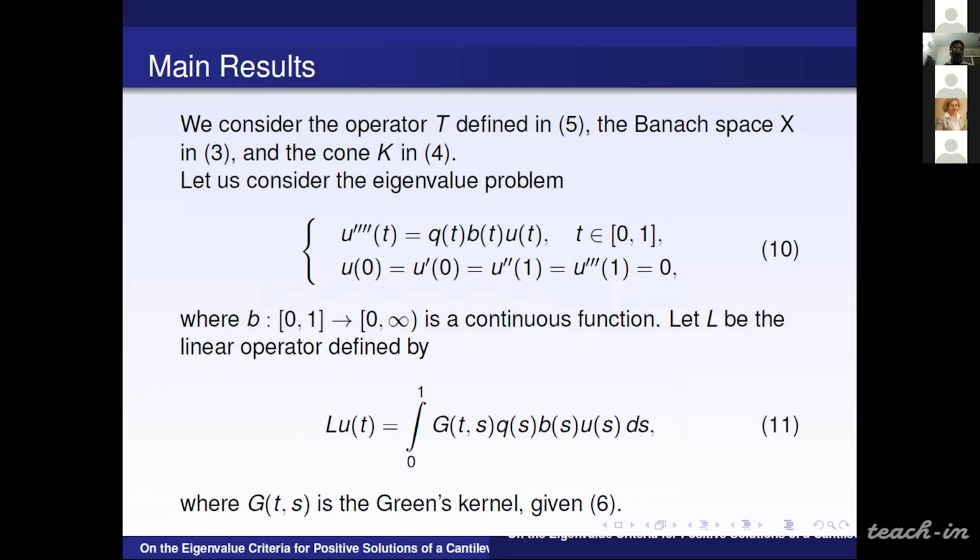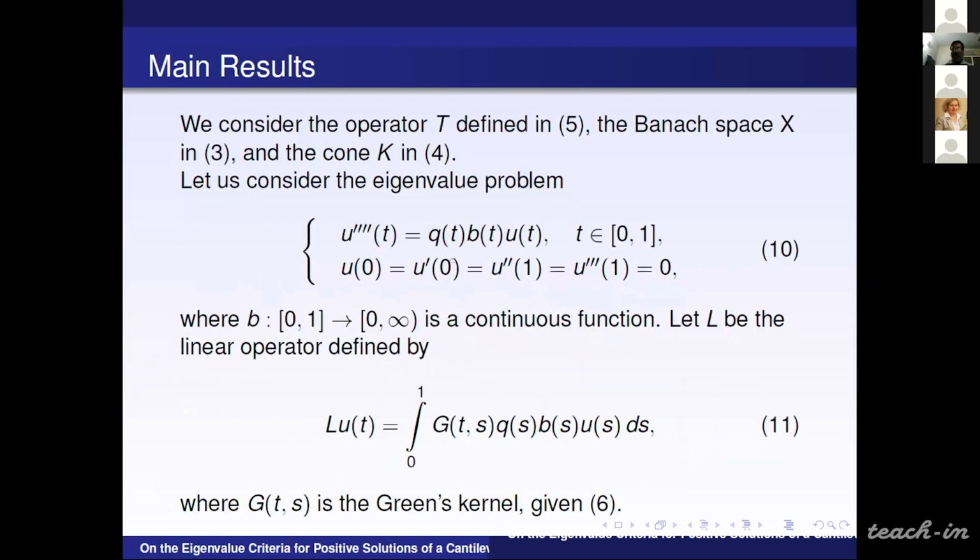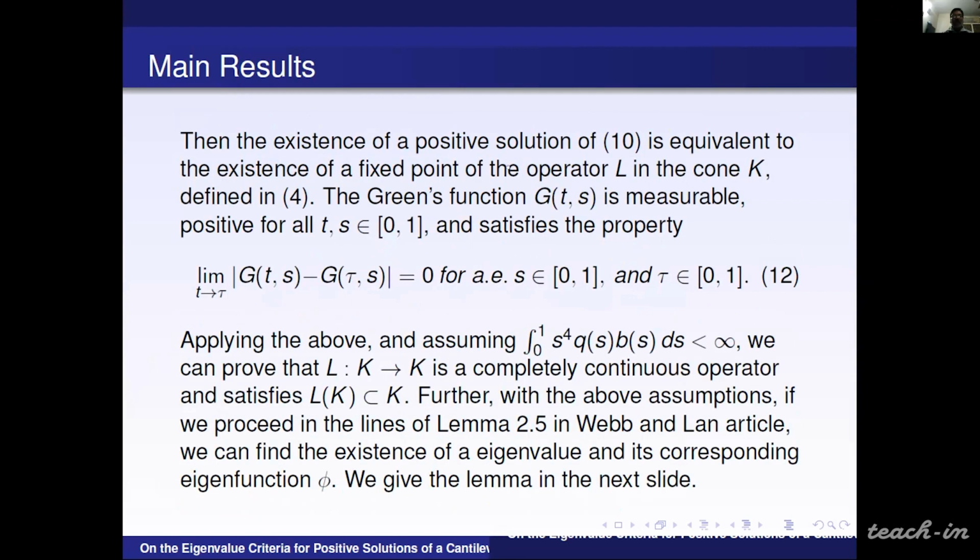So what happened here, as usual, if I consider a linear operator, something like this, right now since u is a linear quantity, no f is there. If I consider a linear operator, then we have a very beautiful property here. What is that? The existence of a positive solution of 10 is equivalent to the existence of a positive solution of 11, a fixed point of L in the cone K. That cone is already defined: u in X such that the minimum of u(t) is greater than or equal to 0.